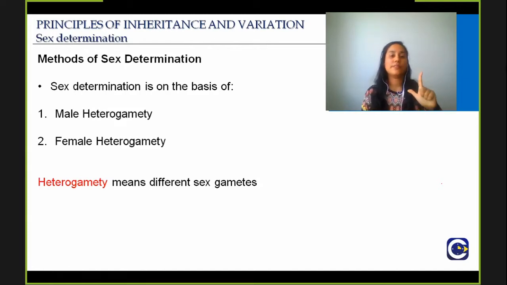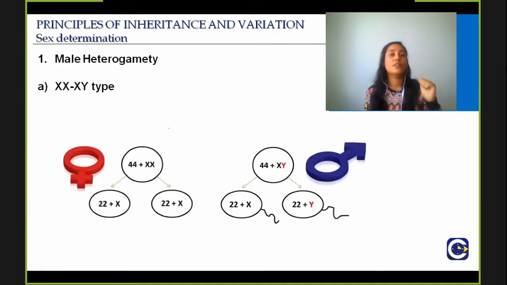Heterogamety means different sex gametes. Hetero is different, homo is same, mono is also one and same. We have done this before. Male heterogamety means different male sex gametes. Female heterogamety means different female sex gametes. Very simple, as the name says. So let us look first at male heterogamety and its methods of sex determination.